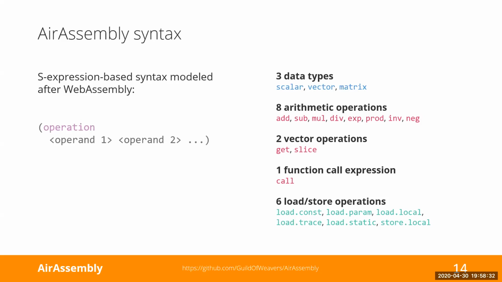In terms of what you have available in the language, there are 3 data types: scalars, vectors, matrices. There are 8 arithmetic operations. All of these should be familiar except for maybe the product operation, which I'll explain in a second. You can work with vectors, get a slice of a vector or a specific value. You can abstract away some common arithmetic expressions into functions and then call them. And then you have load and store operations that allow you to load the state of an execution trace, for example. I'll go through this in a bit more detail in a second.